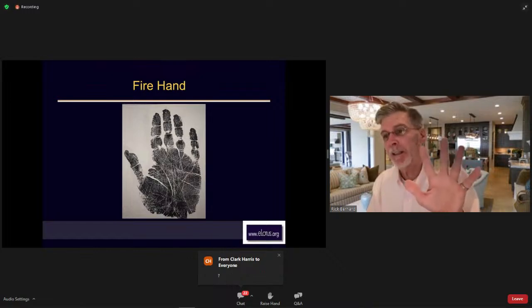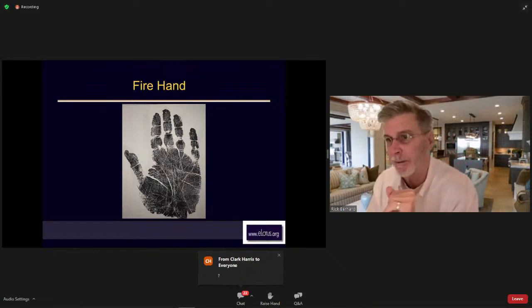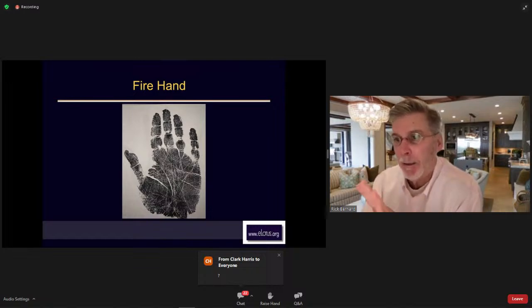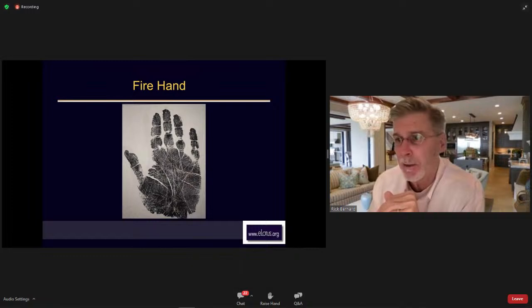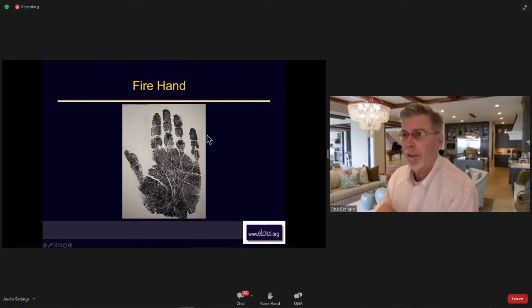Mine tend to have a big separation between my little finger and my Apollo finger. If it's overly spread out, super spread out, sometimes that's the person just not communicating. They're just keeping things to themselves. Usually they'll have a problem with intimacy.